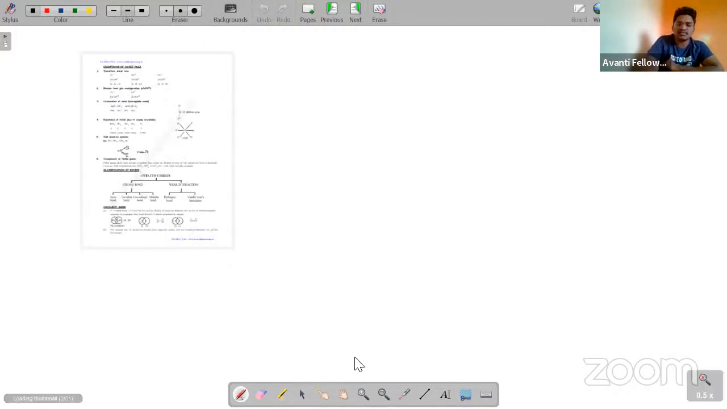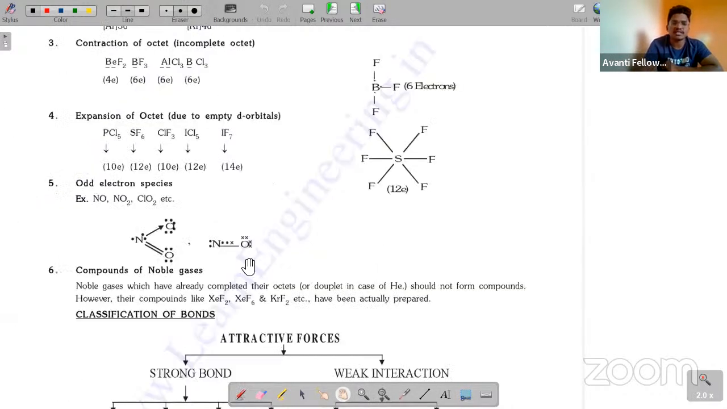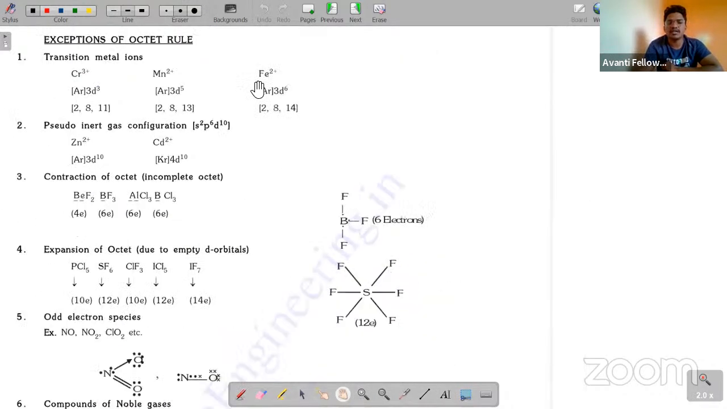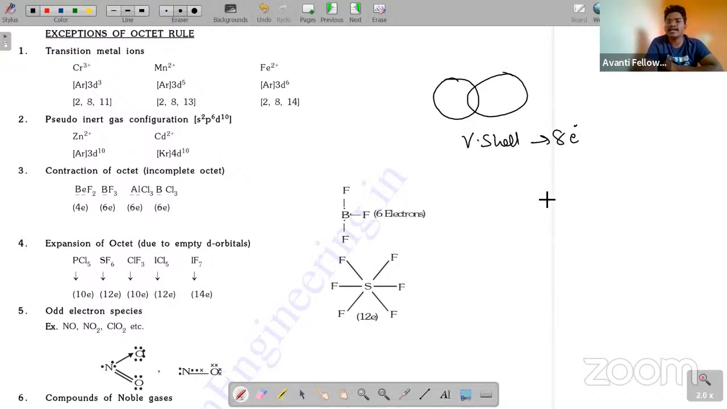Next, in this chapter, we need to remember one thing, the octet rule. You people already know that. What is the octet rule? Whenever two atoms form a bond, their valence shell will get 8 electrons, with the exception of 2 electrons in the H2 case. We can call it an octet configuration, and we can call the other a duplet configuration. I hope you guys understand this.